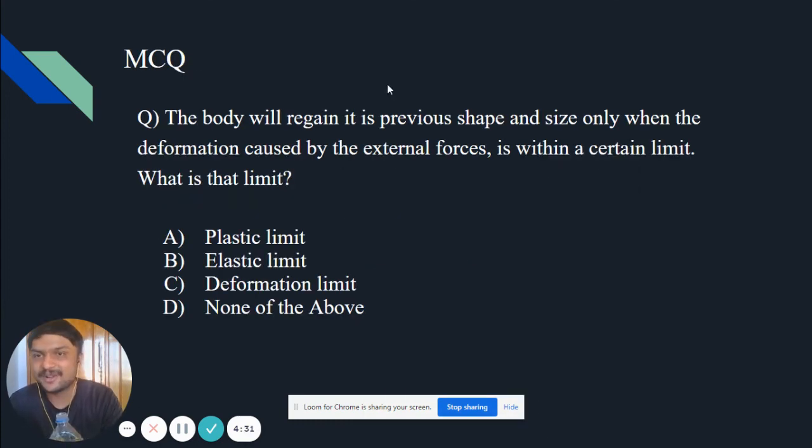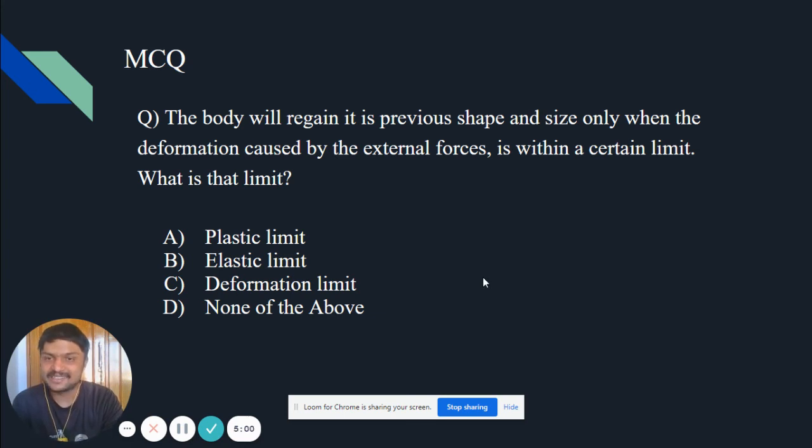So let's look at a quick question. The body will regain its previous shape and size only when the deformation caused by the external force is within a certain limit. What is that limit? The options are A, plastic limit; B, elastic limit; C, deformation limit; D, none of the above. You can answer this question in the comment section below. I'll be happy to acknowledge those.